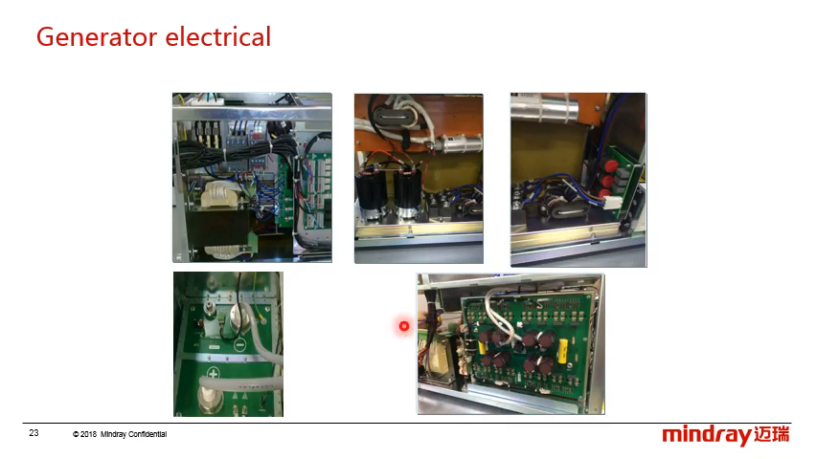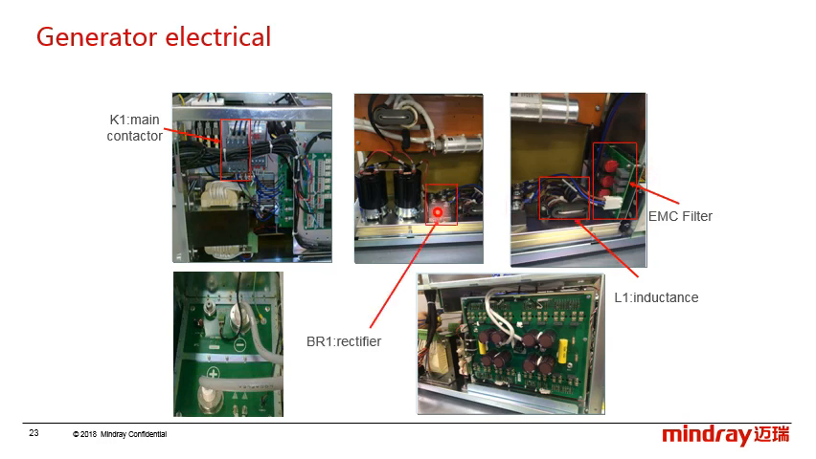Okay, this page has some pictures of the components in the main power circuit, like the K1 main contactor, the inductance L1, the EMC filter board, the rectifier circuit, two large buck capacitors, the inverter board, and the resonance circuit.